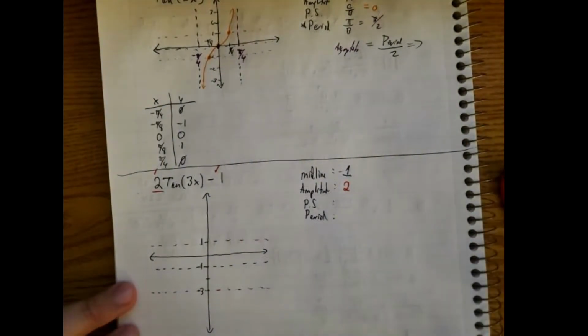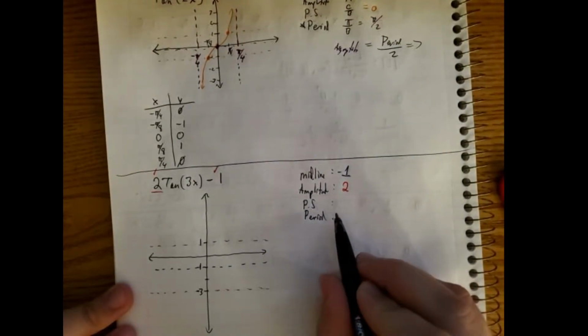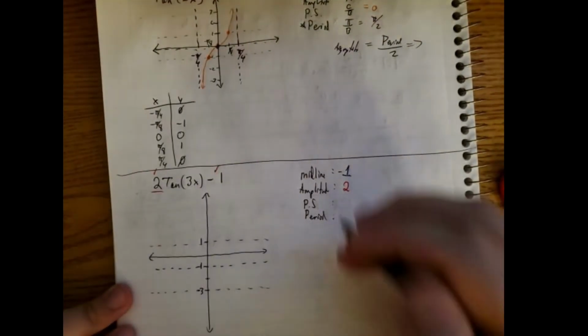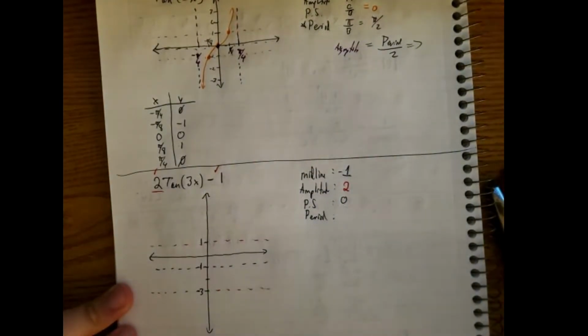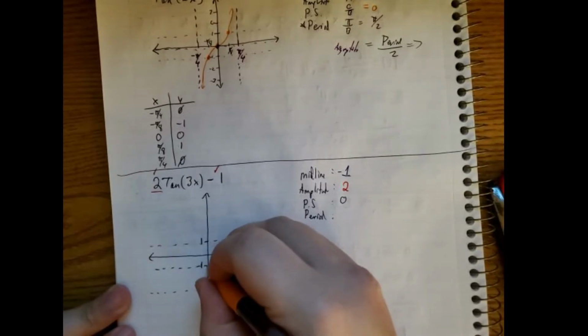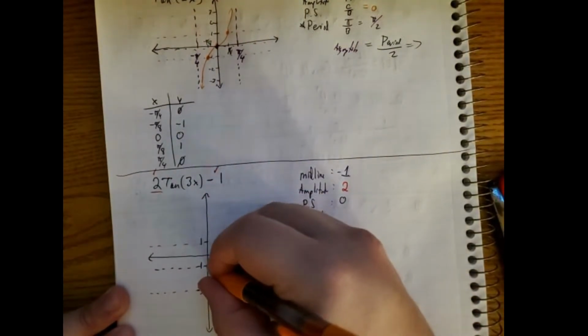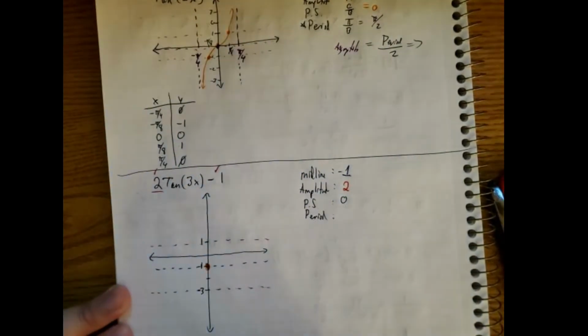Next I do phase shift. Phase shift is based on the c over b value. Since I have no value for c, again, this indicates my phase shift is a value of 0, indicating I can draw my first dot here on the midline on the phase shift. There it is.